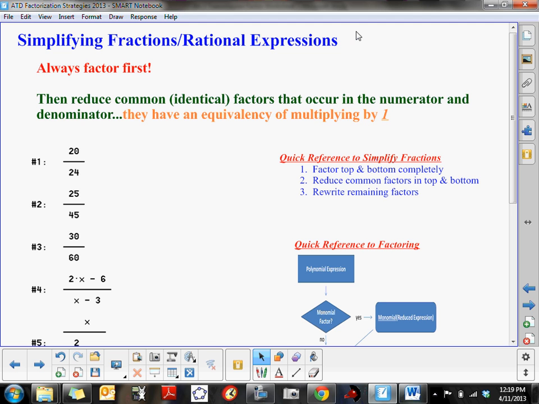I'm going to go through just the ideas of what you need to do in order to simplify fractions, and this relates back to things that you have done back in middle school. We're going to advance that and push it into algebraic fractions.